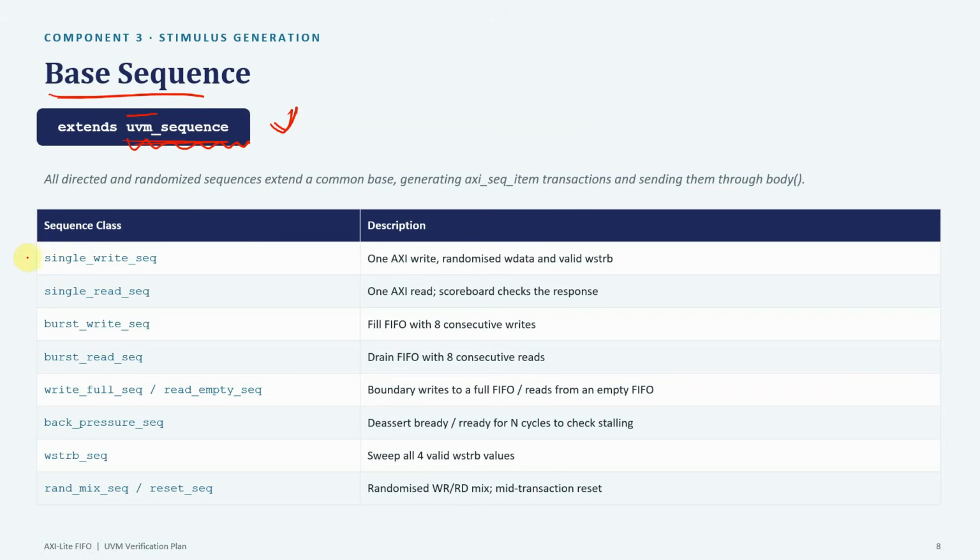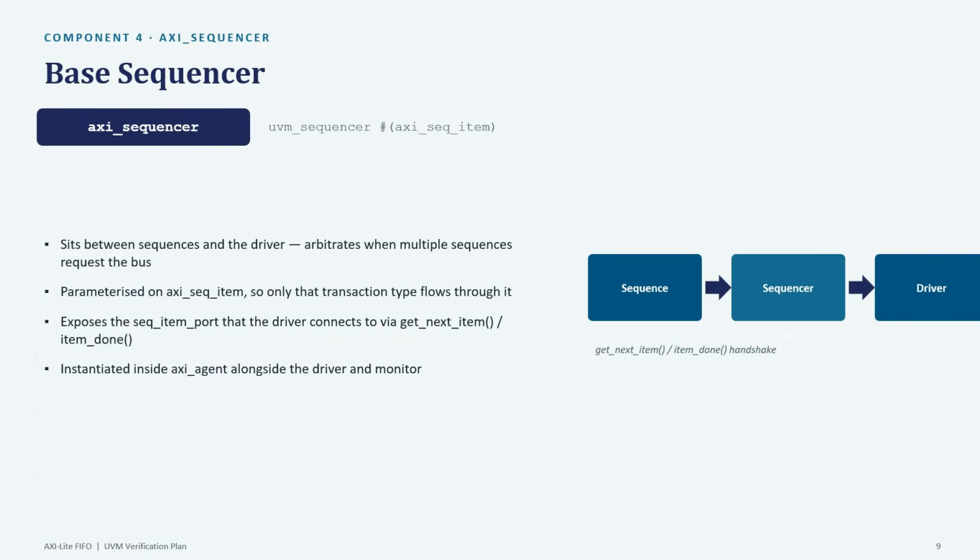For example, I can extend single write sequence, single read sequence, burst write sequence, burst read sequence, write full sequence, back pressure sequence, write strobe sequence, and randomized mixer sequence or reset sequence. Like this, I can have multiple sequences which can be derived in future, and this base sequence is going to act as a template. Depending upon the different kinds of test cases which we are going to have, these test sequences can be extended from this particular base sequence.